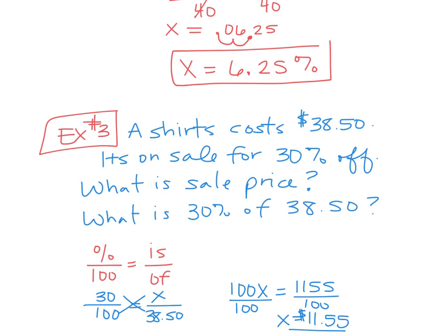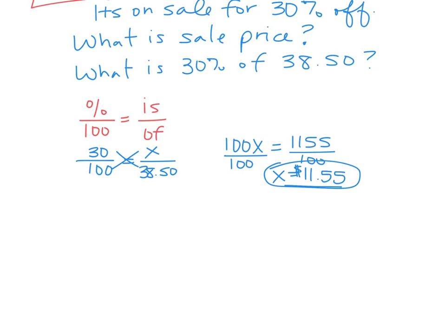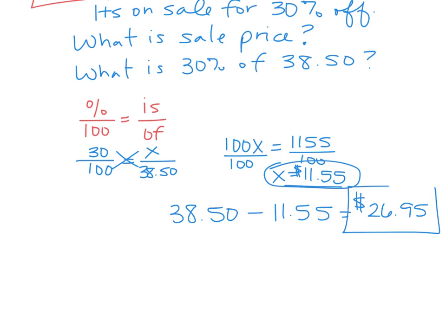Subtract it. You have to subtract it from the original price, right? We have to take 30% off of that. Well, this is 30%. So we're going to do 38.50 minus that 11.55, and that will tell us our sale price. So 38.50 minus 11.55 comes out to $26.95. So a shirt that originally cost $38.50, if it was 30% off, would now cost $26.95.